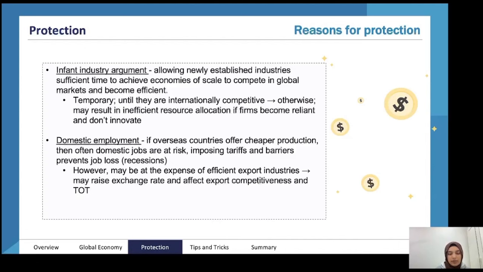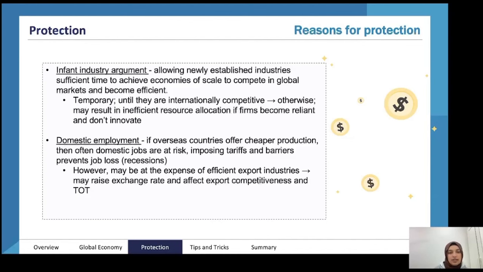In terms of domestic employment, if overseas countries offer cheaper production, then often domestic jobs are at risk. So imposing tariffs and barriers prevents job losses, in terms of recessions. However, this may come at the expense of efficient export industries. We might be taking away from efficient export industries, and it may raise exchange rates and affect export competitiveness as well as the terms of trade. Essentially, we don't want domestic employment to be lower, but we also have to look at the efficiency argument.